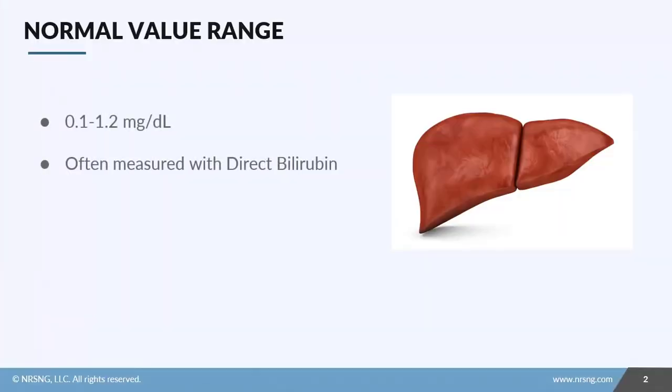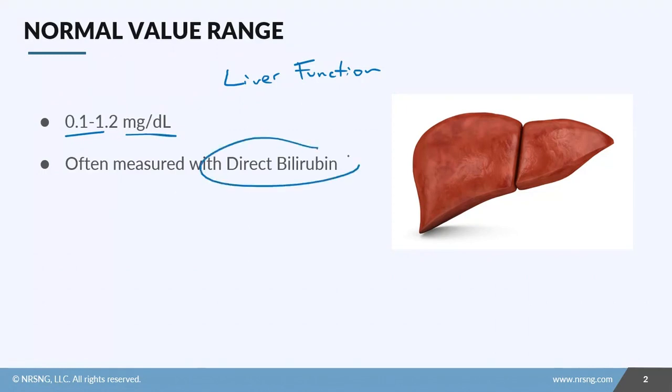All right, in this lesson, we're going to take a look at total bilirubin. Bilirubin is a marker that we use to look at liver dysfunction or liver function. The normal value for total bilirubin is 0.1 to 1.2 milligrams per deciliter, and it's often measured with direct bilirubin. But in order to understand why we measure it, we need to see how it works.